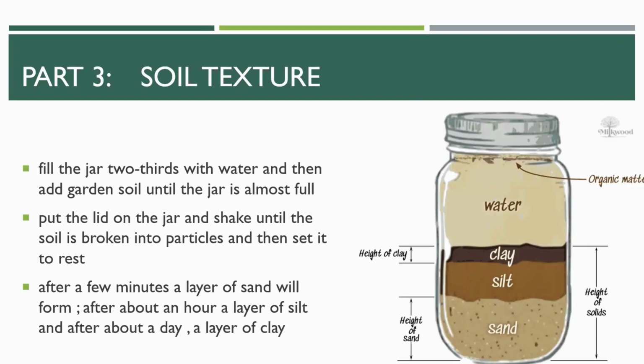Part 3 is the soil texture. Fill the jar two-thirds with water and then add garden soil until the jar is almost full. Put the lid on the jar and shake it until the soil is broken into little particles, and then set it to rest. After a few minutes, a layer of sand will form. After about an hour, a layer of silt, and after about a day, a layer of clay. So you see, you will need a whole day for this activity.